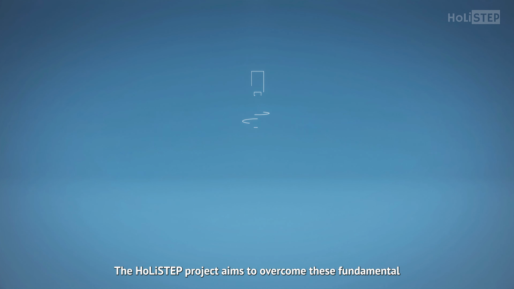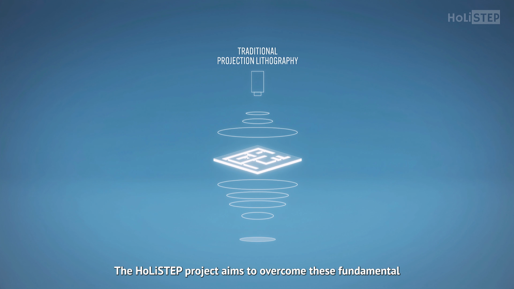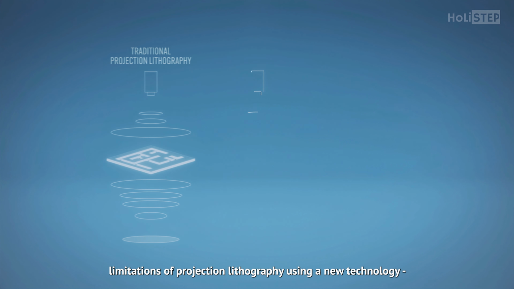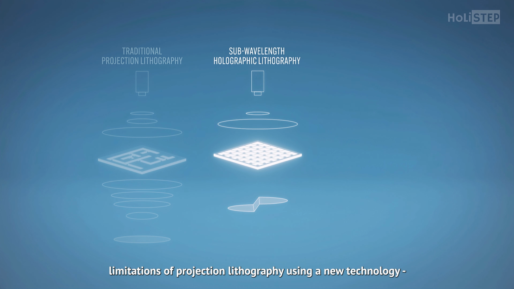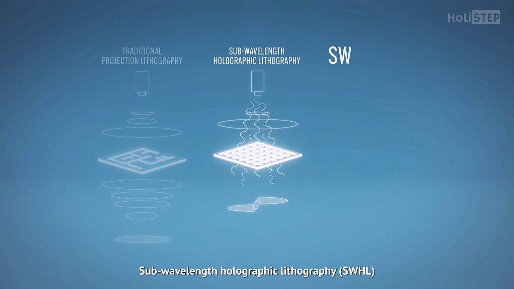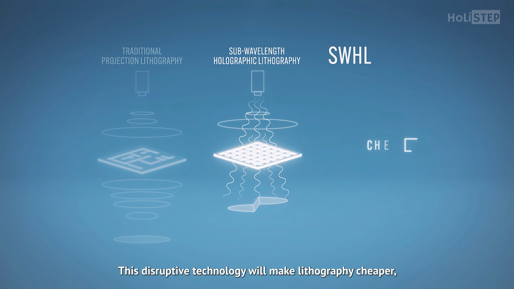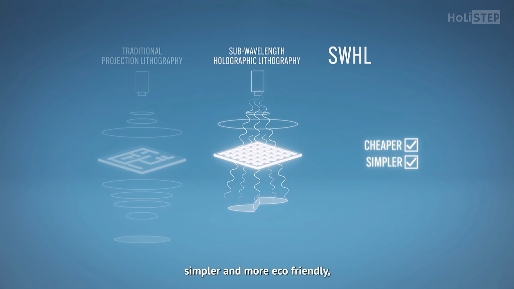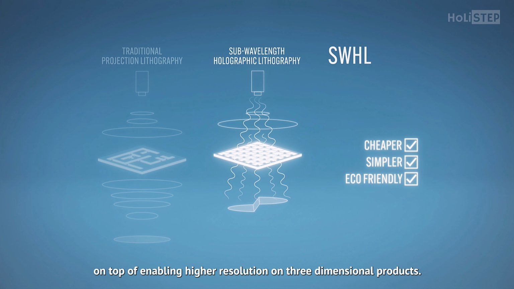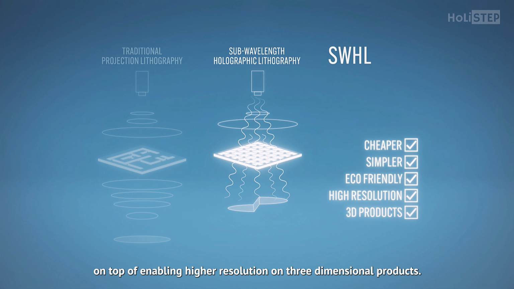The HoLiSTEP project aims to overcome these fundamental limitations of projection lithography using a new technology, sub-wavelength holographic lithography (SWHL), to harness the wave nature of light. This disruptive technology will make lithography cheaper, simpler and more eco-friendly, on top of enabling higher resolution on three-dimensional products.